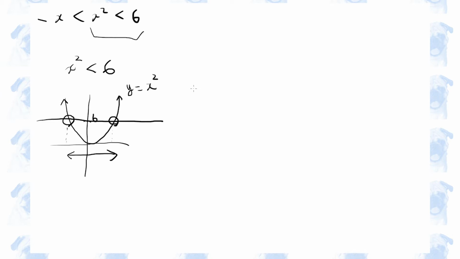So let's substitute 6 into y and solve this equation for x. We have minus root 6 and plus root 6. Now x is an integer. So what integers lie between these 2 points?